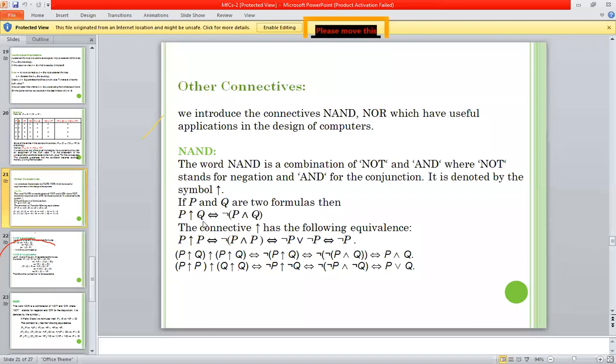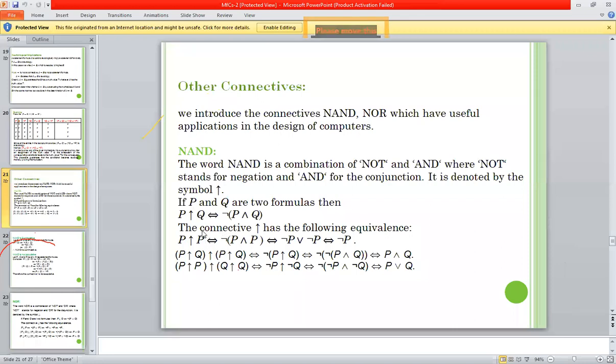If P and Q are two formulas, then their NAND relation is P NAND Q. The rule of NAND: P NAND Q is equivalent to negation of P and Q. The connective NAND has the following equivalence. P NAND P, applying the rule, is negation of P and P. By De Morgan's law, negation P or negation P, and by the idempotent law, this is equivalent to negation P.